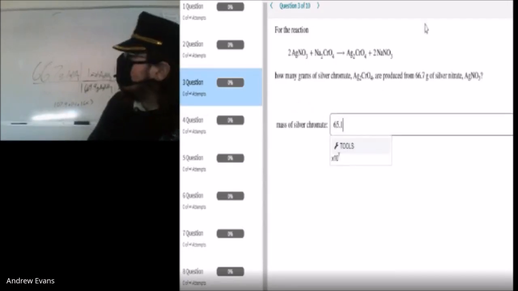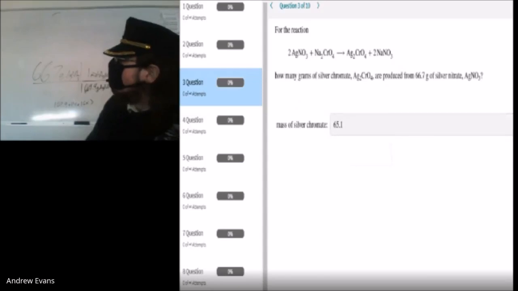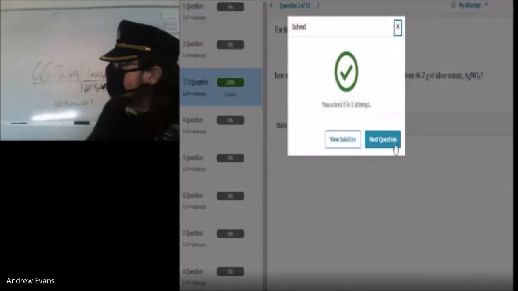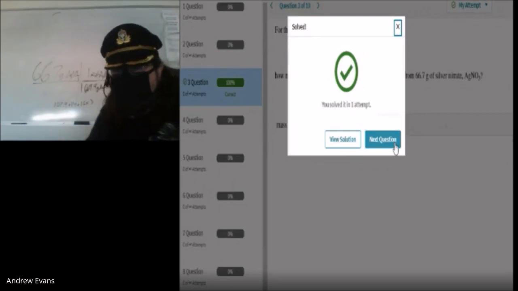65.1. Came a long way to get not a whole lot of change in the mass. But it's a complete change in the chemical structure.